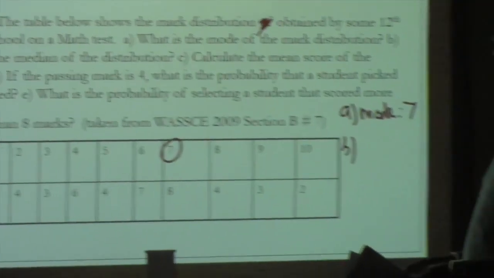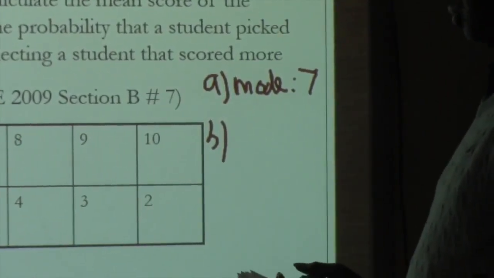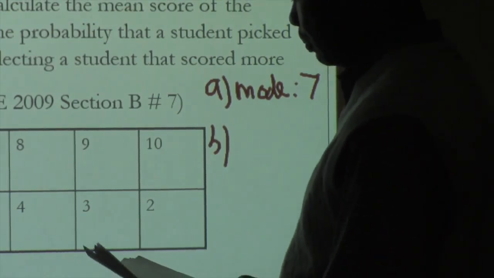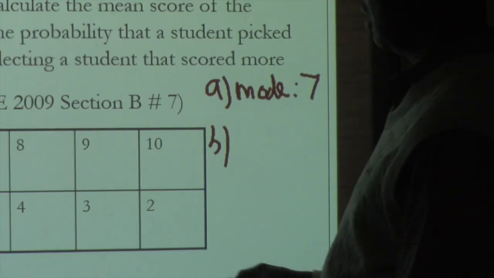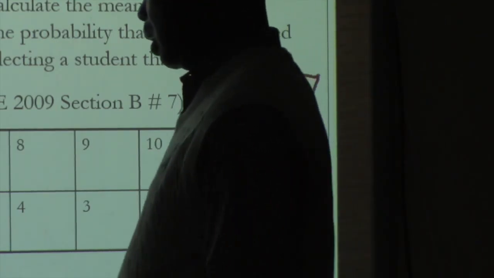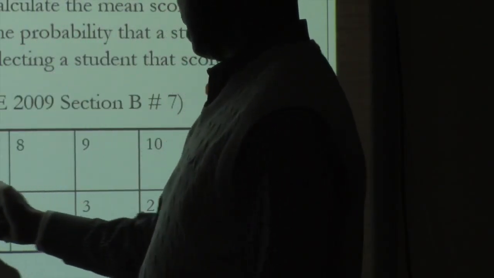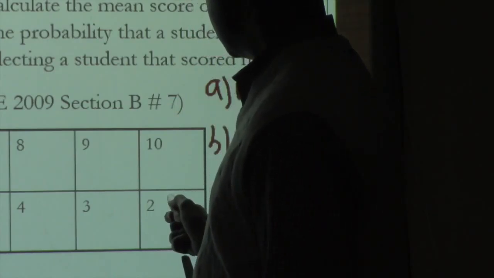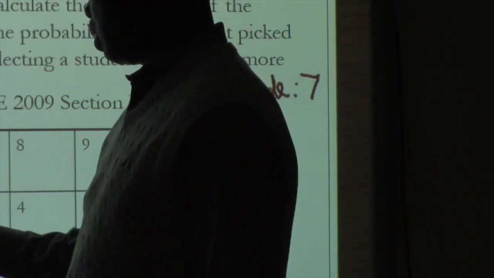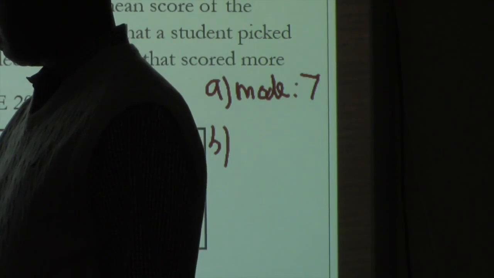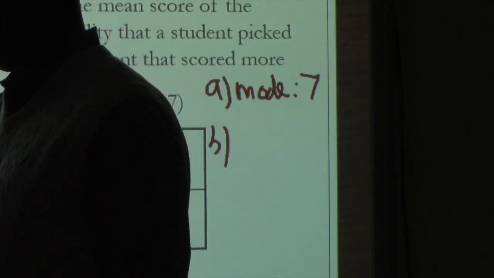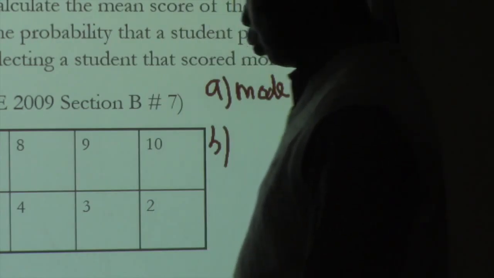Then B, what is the median of the distribution? So one of the things to find the median is to see how many students we have all together. Did it tell us here? No. Let's see how many we have all together. Let's add it up. 2 plus 3 is 5. 5 plus 12, that's going to be 17. That's 24. That's 28. That's 34. That's 37. That's 41. That's 50.